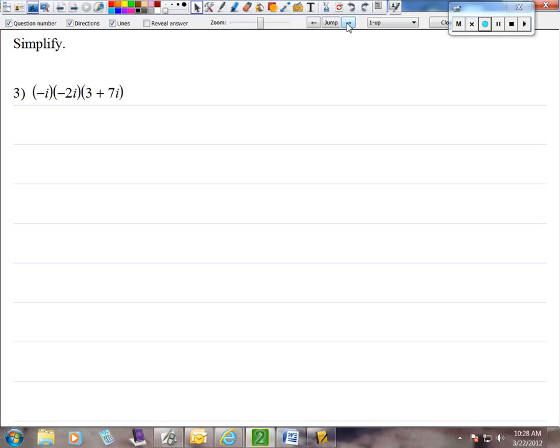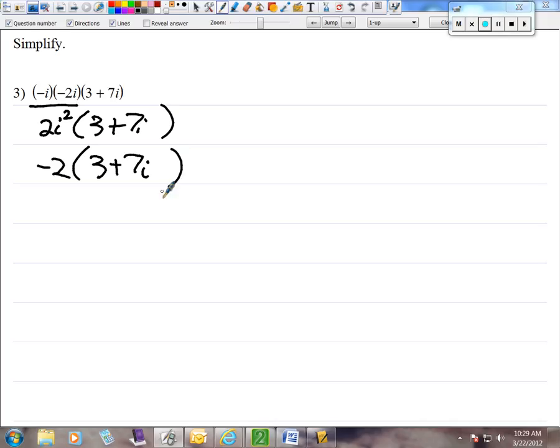Now, I'm going to do one of these, and maybe you can try one. This is not FOIL. This has just got 3 parentheses times each other. And these two, I would do first. Well, then it would become, you're right, a negative i times negative 2i is a positive 2i squared. We still have this. We haven't distributed yet. But what does the i squared do now to the 2? Yep. So it's going to be negative 2 times 3 plus 7i. Then you just distribute the negative 2. Right? So you'll have negative 6 minus 14i.